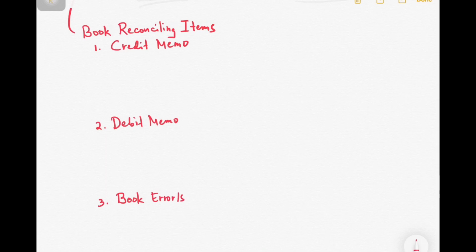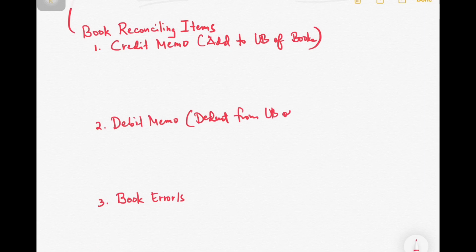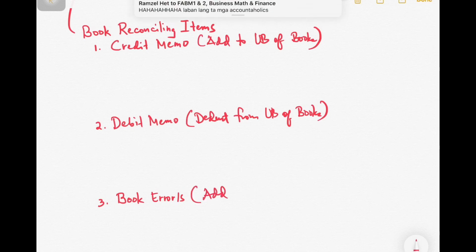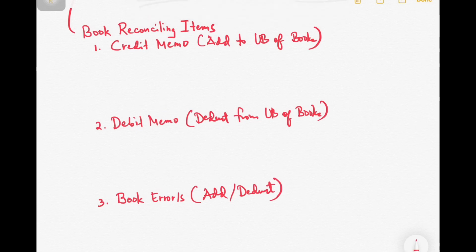If you are given a credit memo, you will add it to the unadjusted balance of your book. And then if you are given a debit memo, you will deduct it from the unadjusted balance of your books. And then for book errors, it can be add or deduct. But the actual problem here is, what's the logic? That's the very question. So I'll start with credit memo.